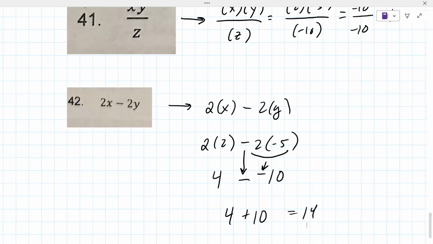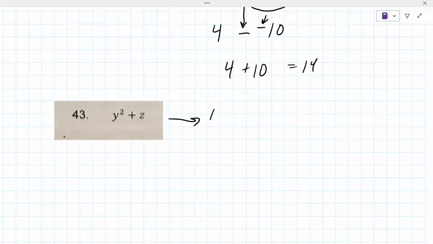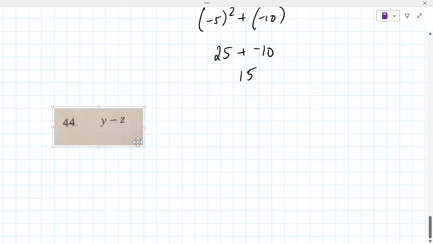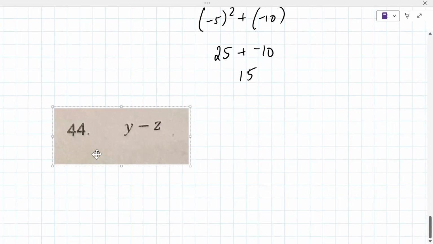All right, good. Try 43, please. Again, really important to put those variables in parentheses. I'll show that here again. It should be y squared plus z. Okay, negative 5 times negative 5, it would be 25. Then 25 plus negative 10 would be 15. All right, so that last one is y minus z. Negative 5 minus negative 10. So keep, change, change, 5.